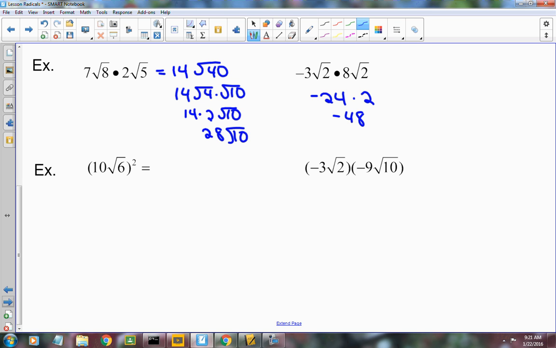All right, what about this one? Multiply what? 10 times what? 10 times 10. 10 times itself, right? Because you're squaring it. I couldn't tell if you said 10 times 10 or 10 times 2. That's why I said 10 times what? So you square this. 10 times 10 is 100. And then what do you do with the radical 6? You square it, which means it's 6. And 100 times 6 is 600.